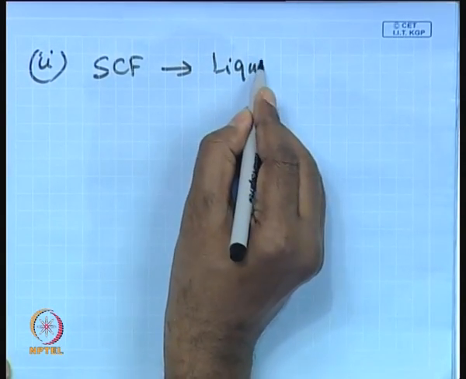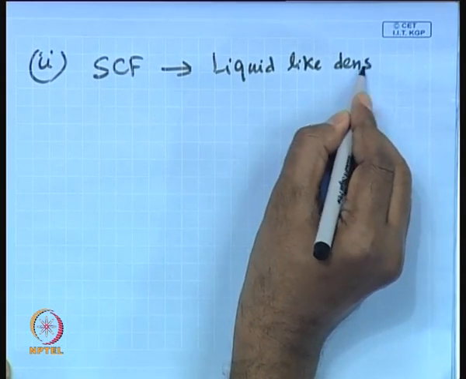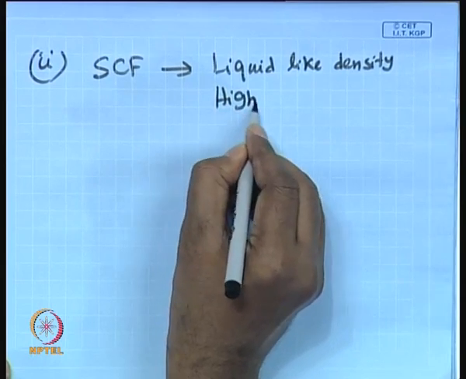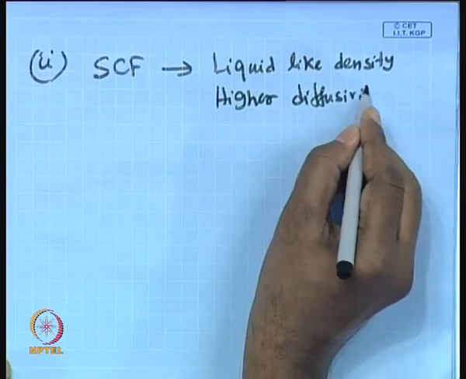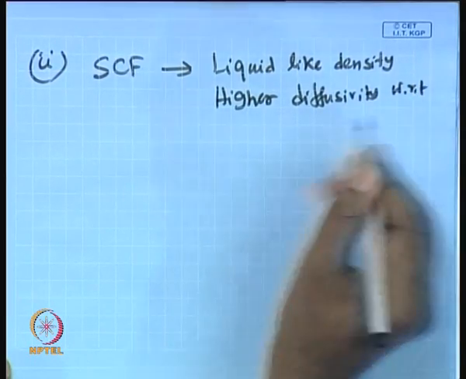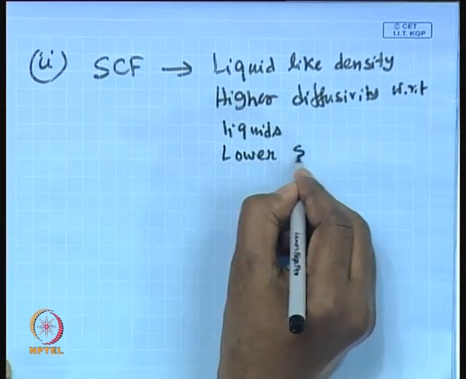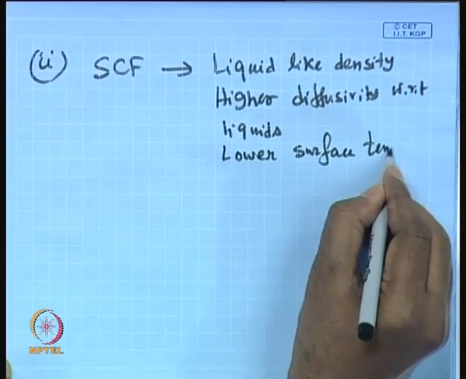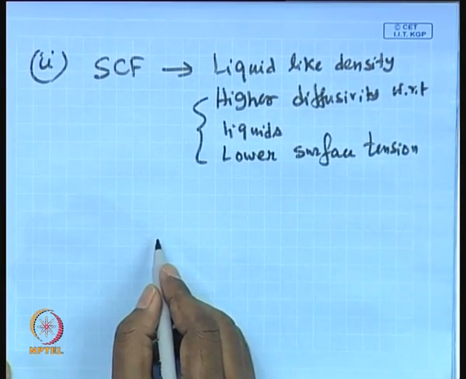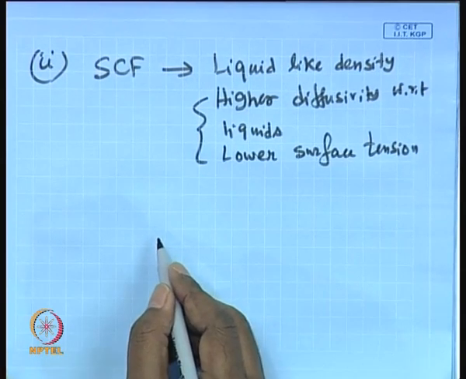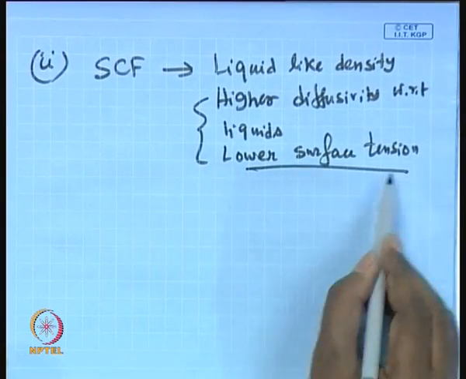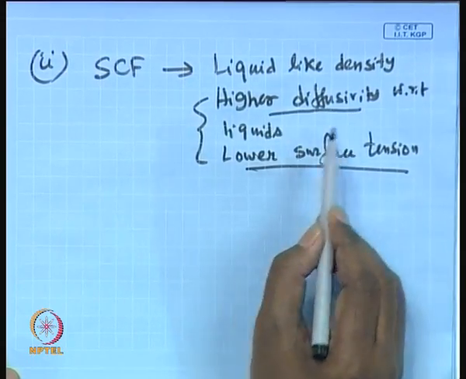The second advantage that you will be getting is that these supercritical fluids have liquid like density, but higher diffusivity compared to liquids. They have the lower surface tension, and because of these two properties their mass transfer behavior is much superior when you are talking about the penetration of the solvent into the solid matrix to dissolve the solutes that are present inside the solid matrix.